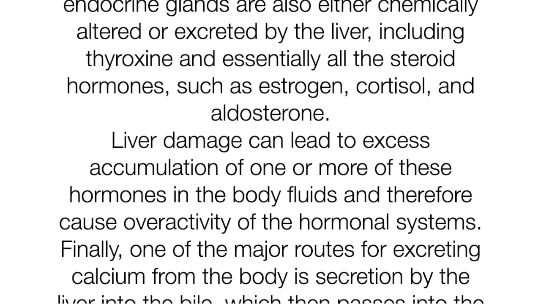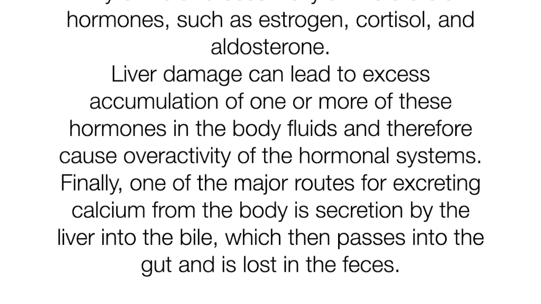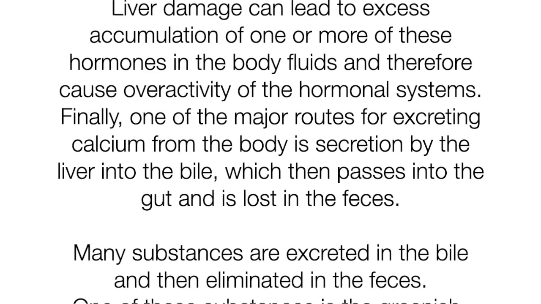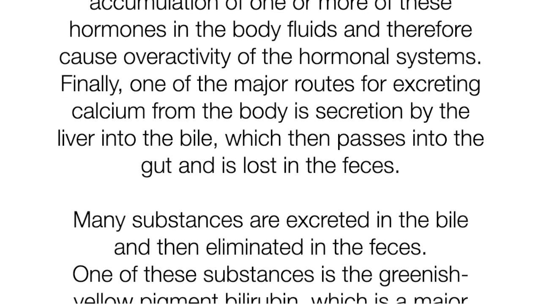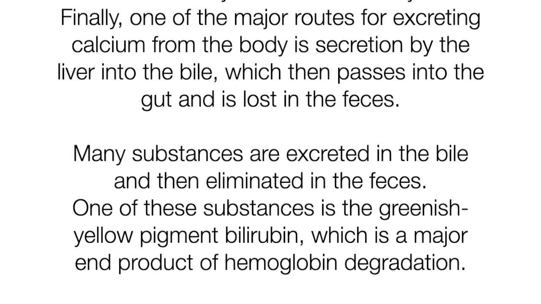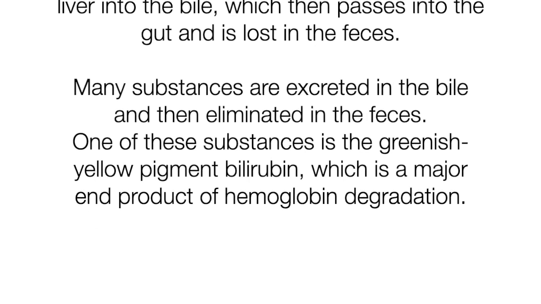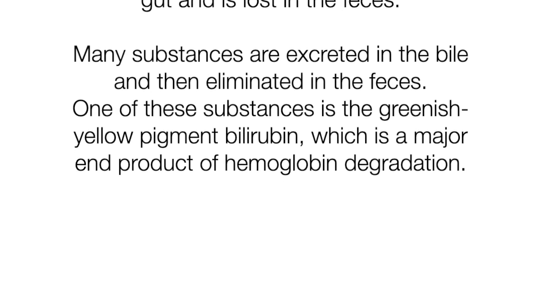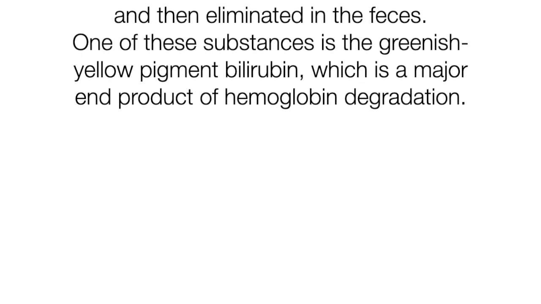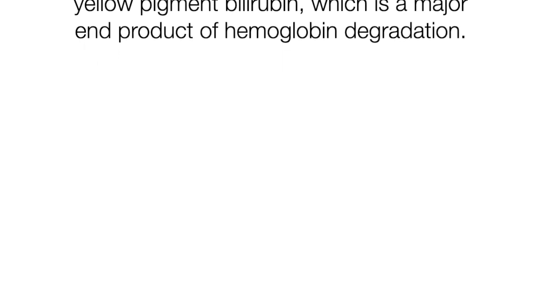Liver damage can lead to excess accumulation of one or more of these hormones in the body fluids and therefore cause overactivity of the hormonal systems. Finally, one of the major routes for excreting calcium from the body is secretion by the liver into the bile, which then passes into the gut and is lost in the feces. Many substances are excreted in the bile and then eliminated in the feces. One of these substances is the greenish yellow pigment bilirubin, which is a major end product of hemoglobin degradation.